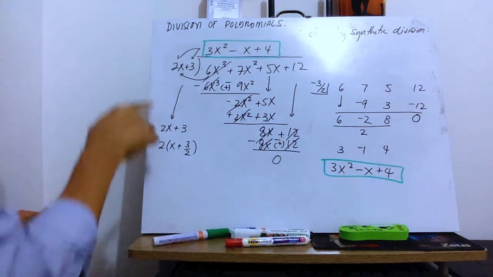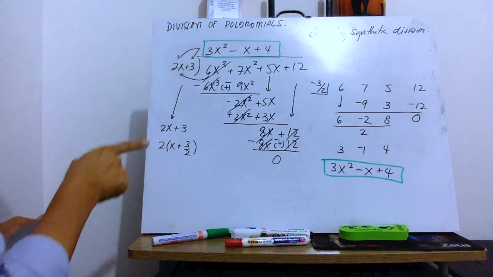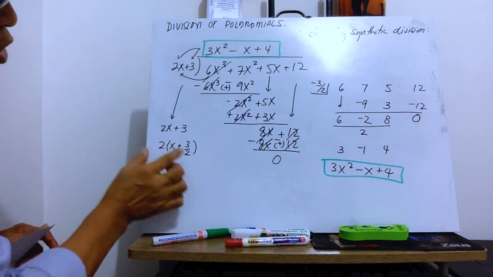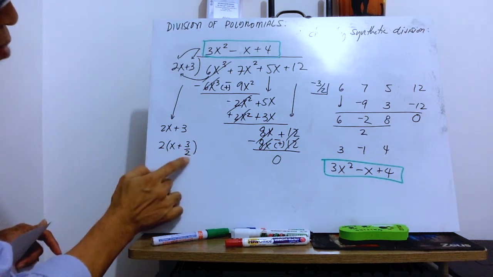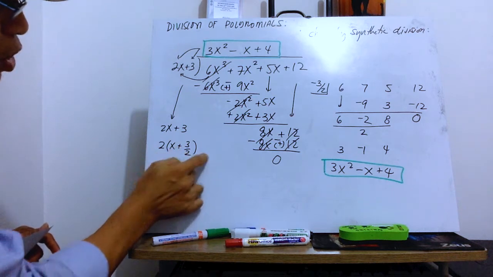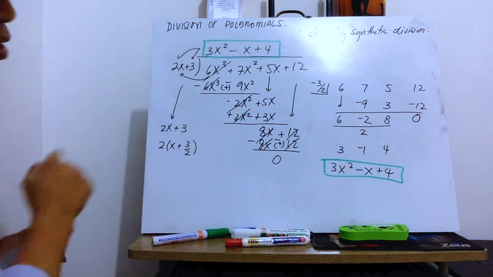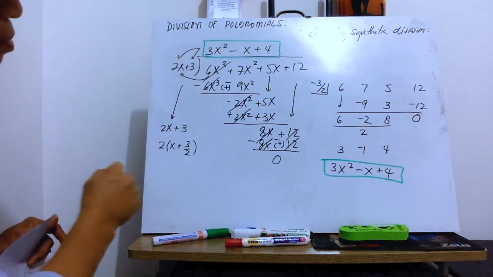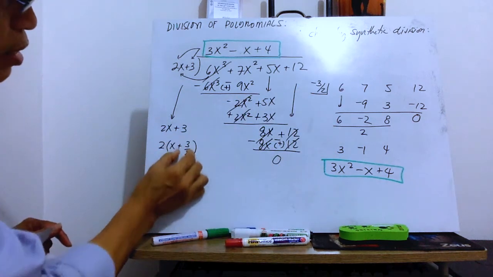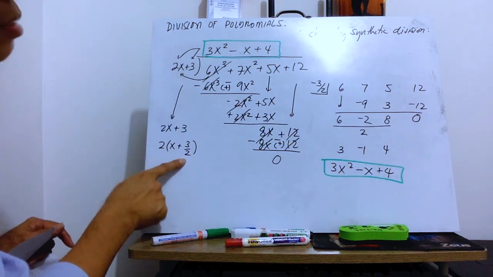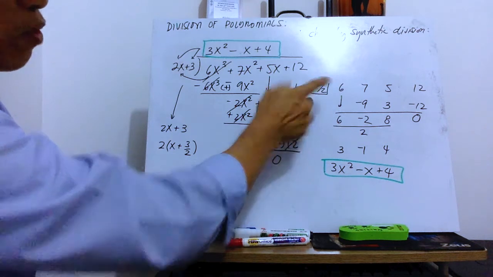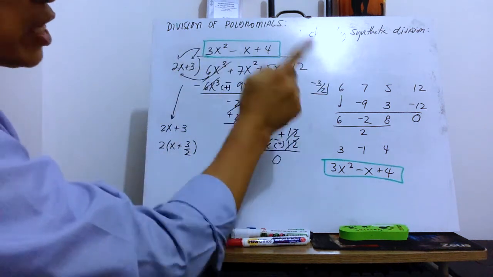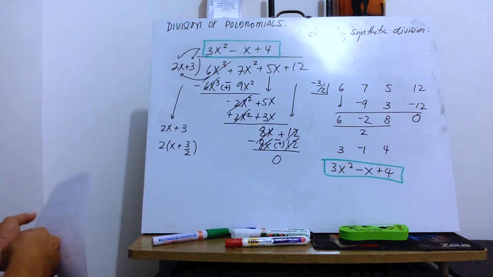Again, factor out the coefficient of the x term, but make sure that when you multiply back, you'll get the original term. Then get the constant here, change it to negative, or vice versa. If it's negative, make it positive. That will be your divisor.